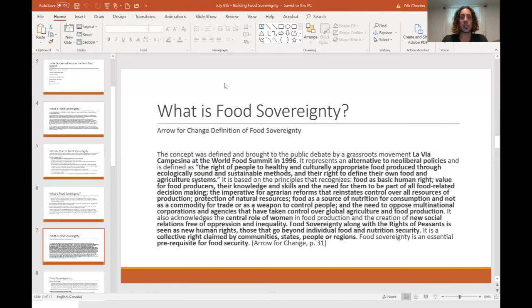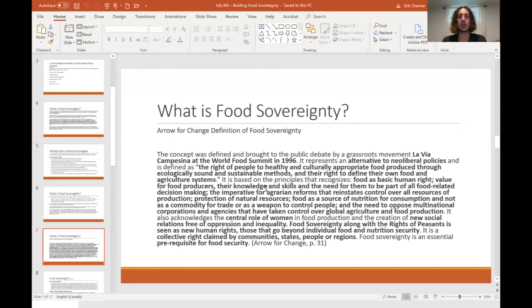So, kind of touching upon what I've discussed already, there's a larger, more formal definition that does go into the stuff that I've already discussed. I'm not going to read this for you here, but Arrow for Change provided a definition of food sovereignty, and you can read through this as well as look at some of the other ones that we're discussing in the class also. I'm just providing you more of a context here.